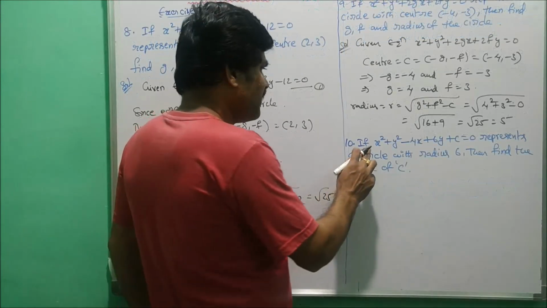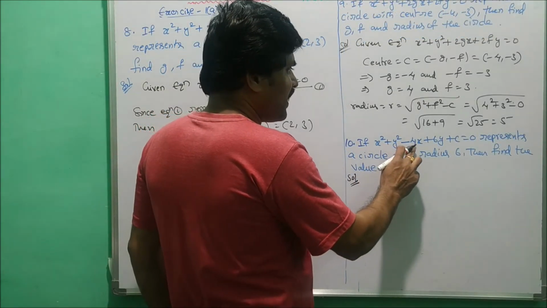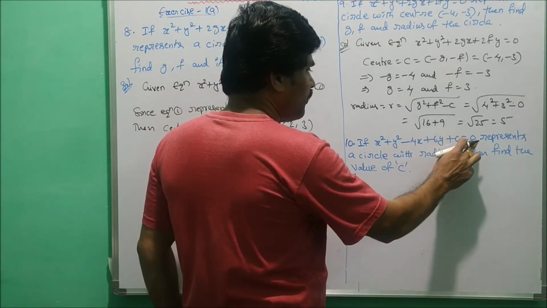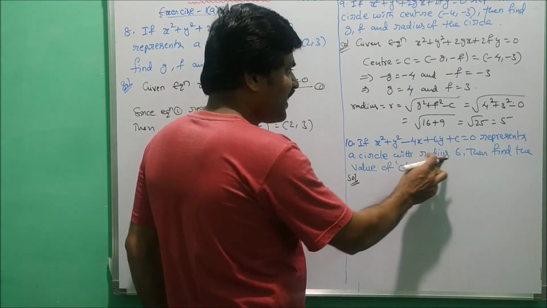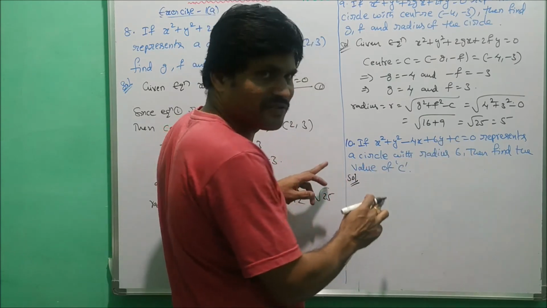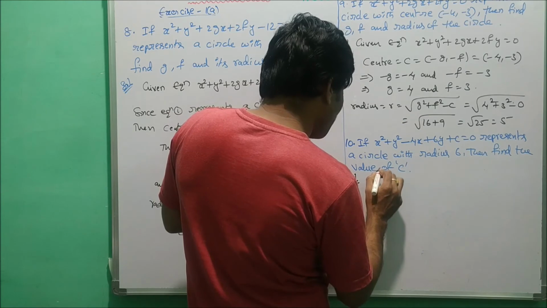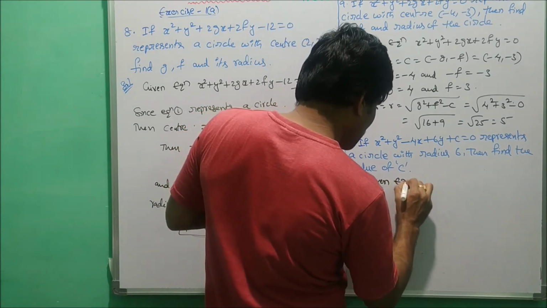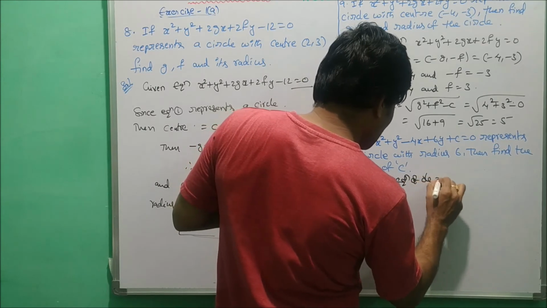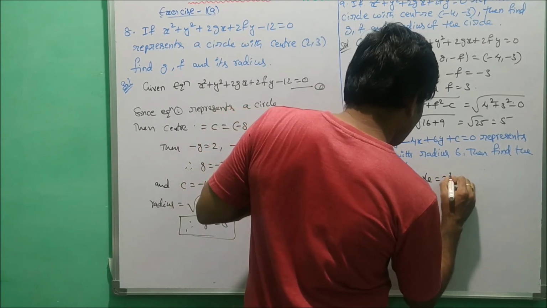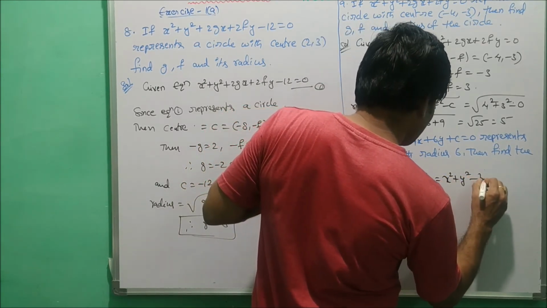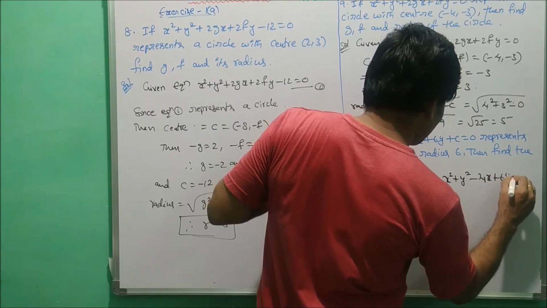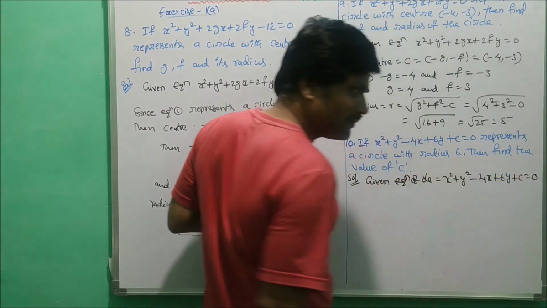Now the 10th one is, if x square plus y square minus 4x plus 6y plus c equals 0 represents a circle with radius 6, then find the value of c. Here the given equation of circle is x square plus y square minus 4x plus 6y plus c equal to 0.